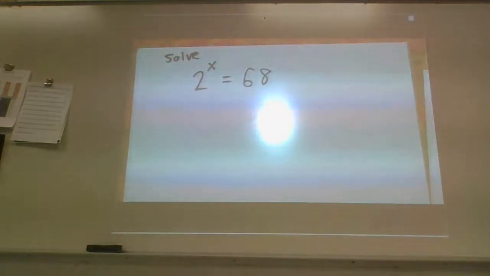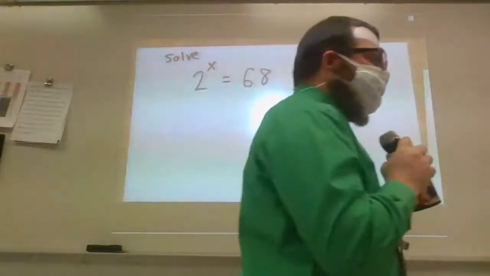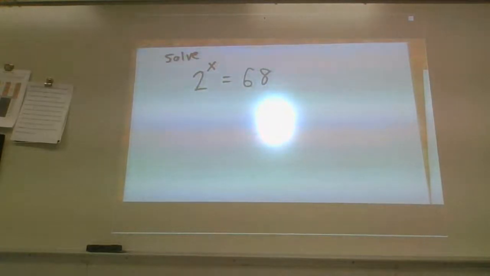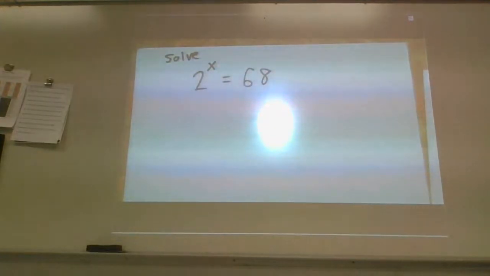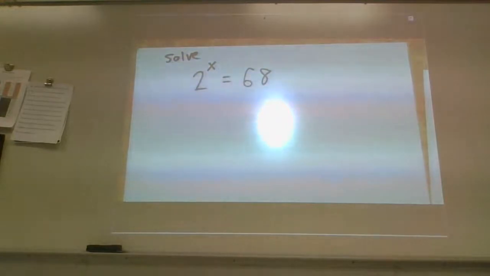Look at this. 2 to some power equals 68. We have to solve. We have to get x by itself. I said I couldn't do 64 because if you did 64, then your answer is 6 right on the dot. But it's not 64. It's 68.